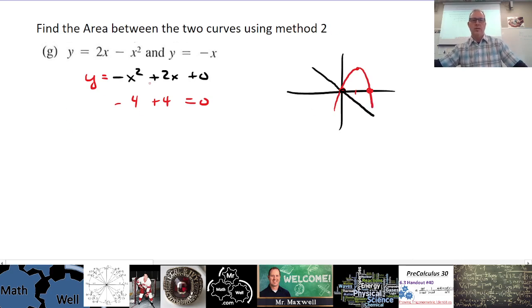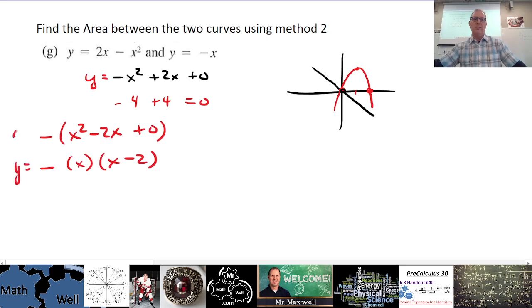What we could do is factor this as well. Take a negative out. You have negative 1, you have x, and you have x minus 2. So that's factored, right? So that's 0 and positive 2 for the zeros. We could do it that way too. We are going to have to find out what value this is right here, when those two meet, because we want to find the area between the two curves.